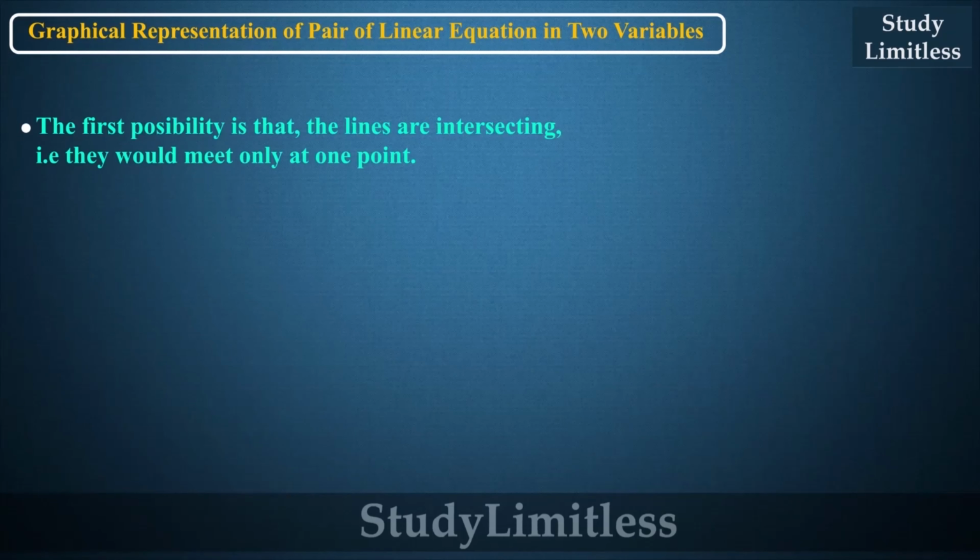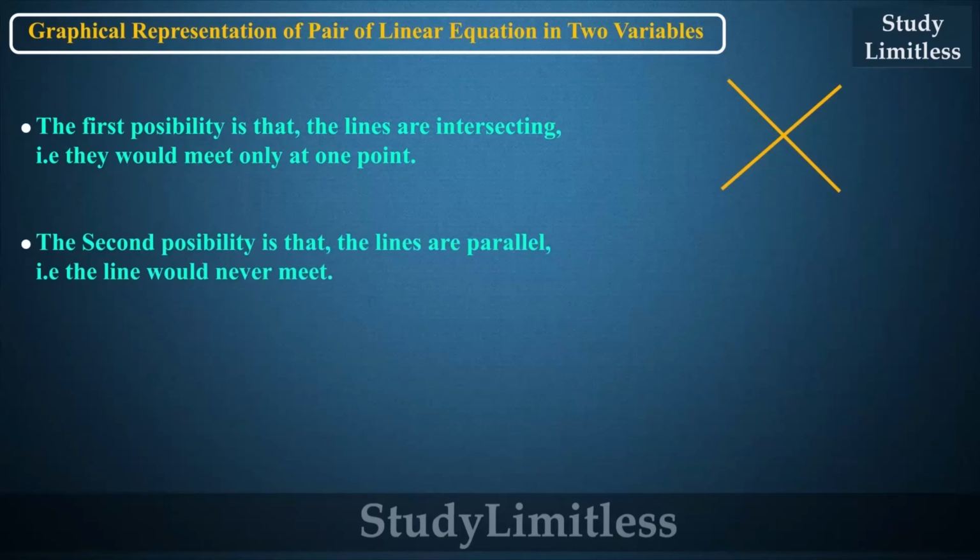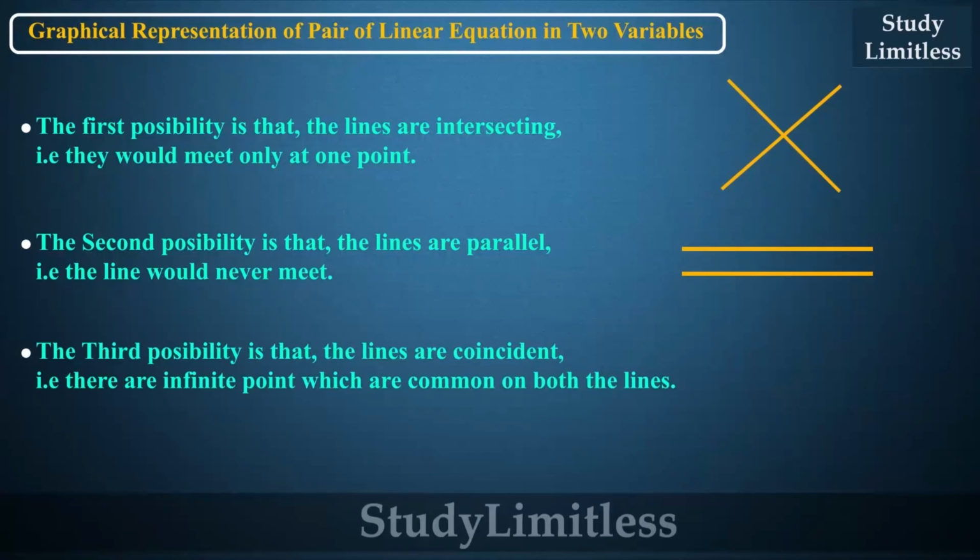The first possibility is that the lines are intersecting. That means they would only meet at one point. The second possibility is that the lines are parallel. That is, the lines would never meet. And the third possibility would be the lines are coincident. That means there are infinite points which are common on both these lines.